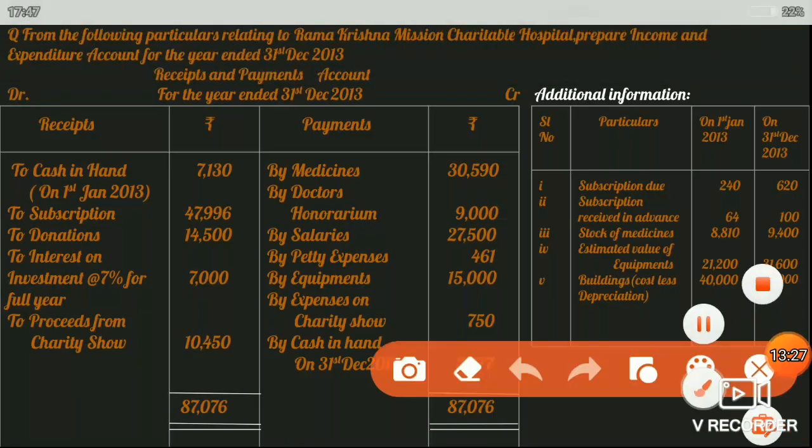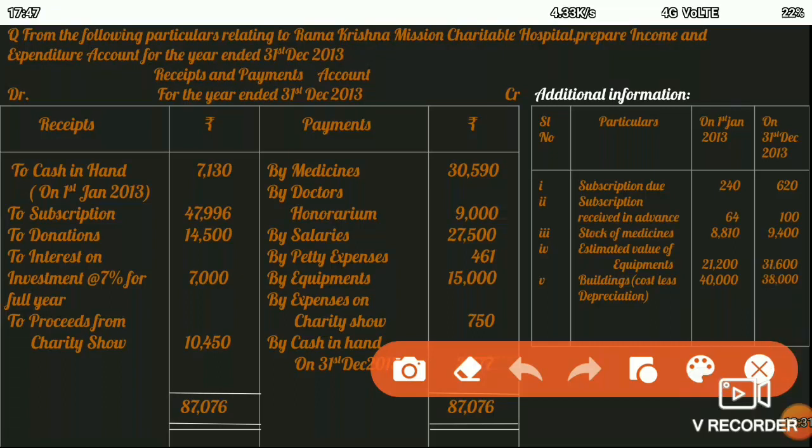Next, there is an item on medicines. The medicine is a revenue nature item. It is of regular nature. So here we have to see the information which is provided to us. If you look at it very carefully, at adjustment number 3, they have given the stock of medicines.